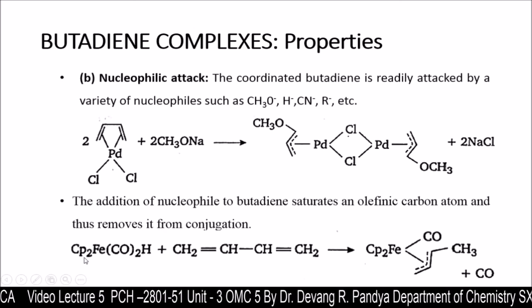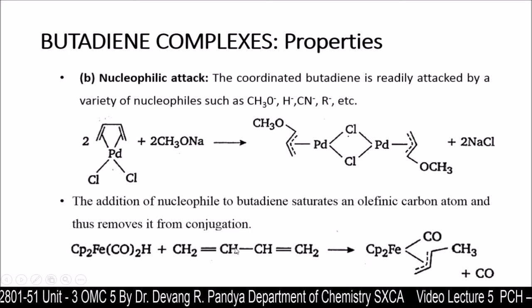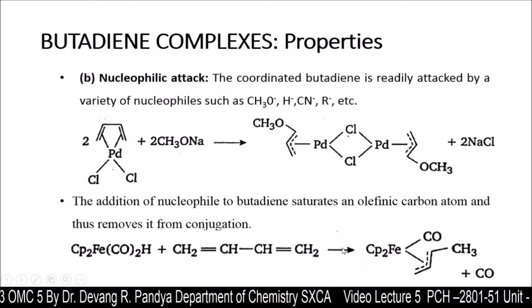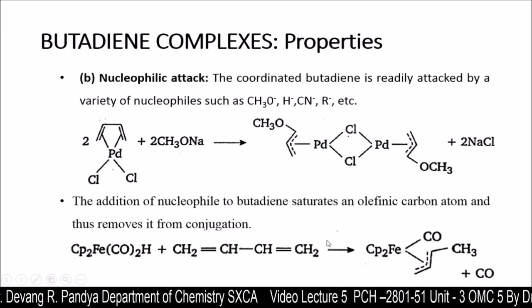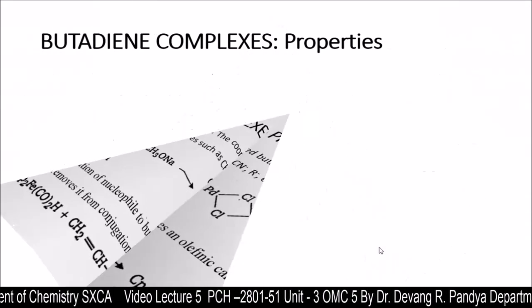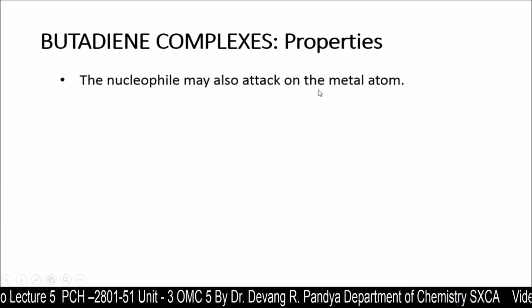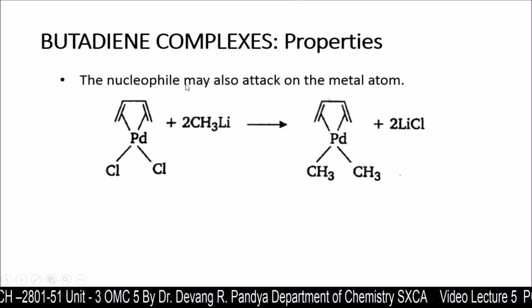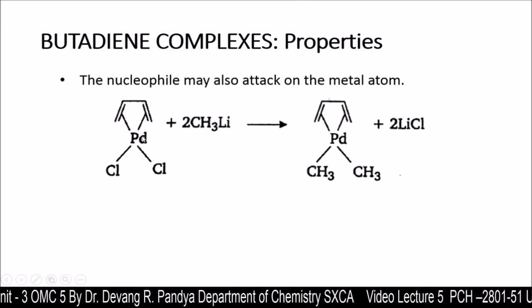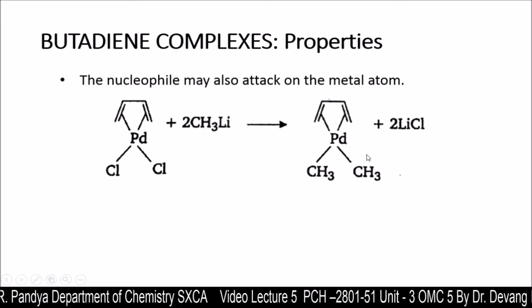This is the bis-cyclopentadienyl complex treated with 1,3-butadiene, and we can see the substitution of one of the carbon monoxides, and an allyl complex is going to be observed over here. The nucleophile may also attack on the metal atom. You can see the nucleophile is going to attack on the metal side, substituting these 2 chlorides, and we are going to get 2 methyl groups over here.